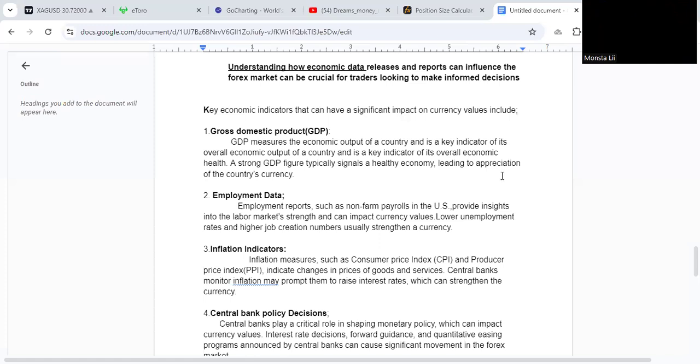So basically, today I'm going to talk about understanding how economic data releases and reports can influence the forex market, which can be crucial for traders looking to make informed decisions. This can be more advanced for you guys, but this video goes a long way. I'm telling you guys, before you get to know something, you need to go deep. And when you understand something, it's hard to be deceived. Trust me, I'm telling you guys.